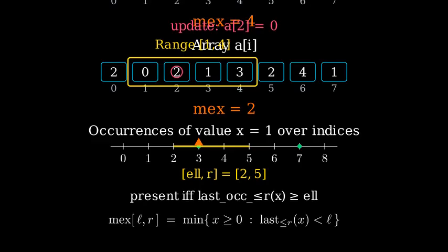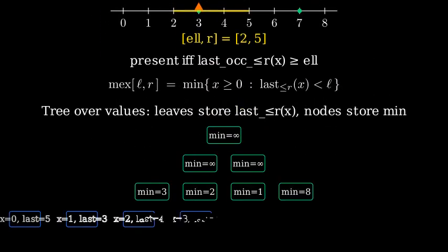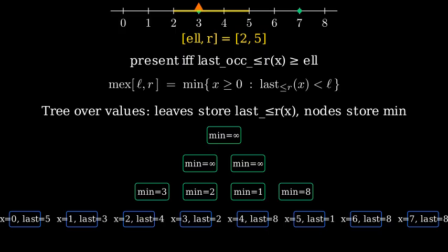We store, for each R, the last position of every value at or before R in a tree over the value domain. Each leaf corresponds to a value x and stores last_R of x. Each internal node stores the minimum of its children.